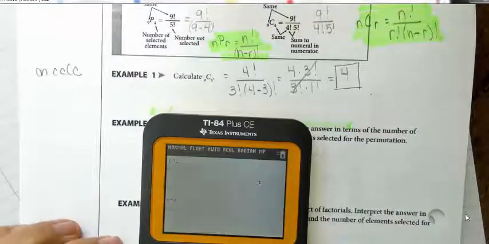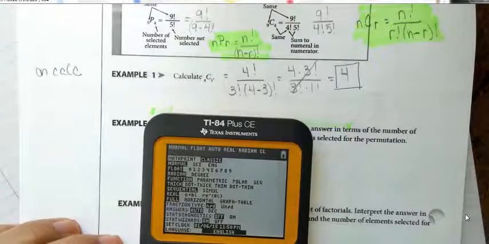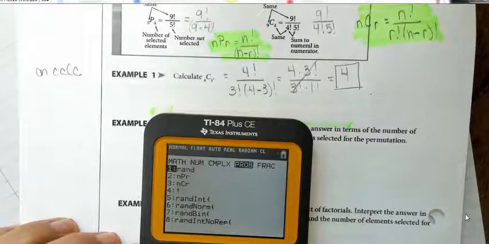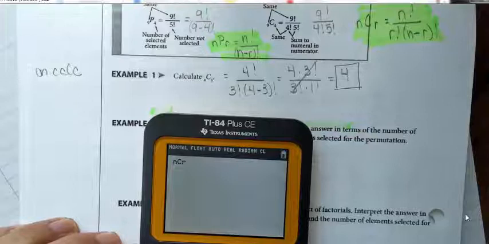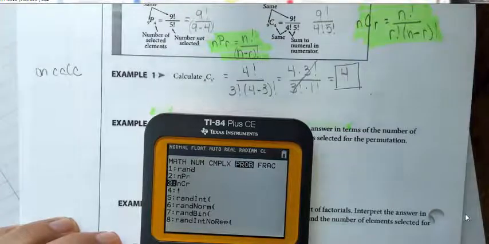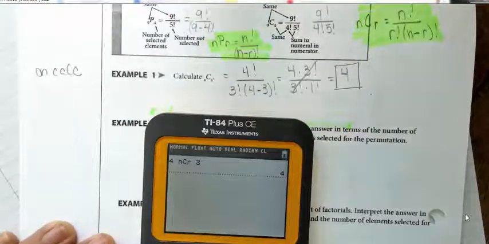Now, if you don't have that, you have one of the older ones. Let me go up here, classic. Okay, so I'm going to do the exact same thing though. Math, probability, number 3. Oh, I did it wrong. You have to put in the first number first. So I would do 4, math, probability, and then 3. And I get the same exact answer.